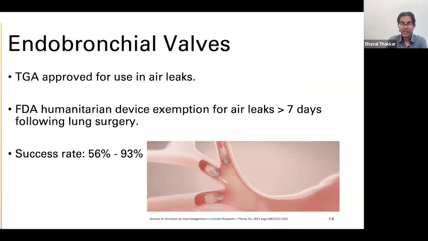And then moving on to endobronchial valves. In Australia, they're TGA approved, which is actually better than in the US. The FDA in the US has given endobronchial valves a humanitarian device exemption for air leaks, defined as greater than 7 days following lung surgery. So a very specific group of people. That being said, we use them in patients with prolonged air leaks that are not post-surgical. And looking at some of the studies, the success rate of using endobronchial valves ranges anywhere from 56 to 93%.